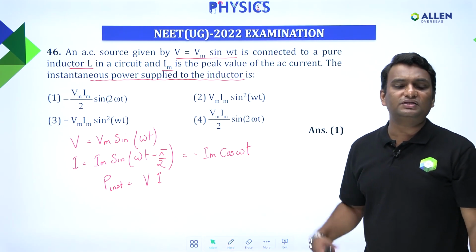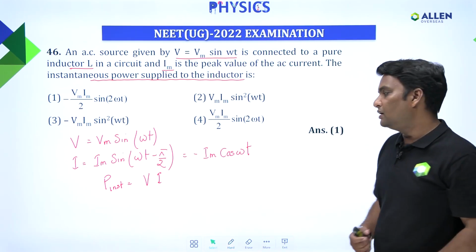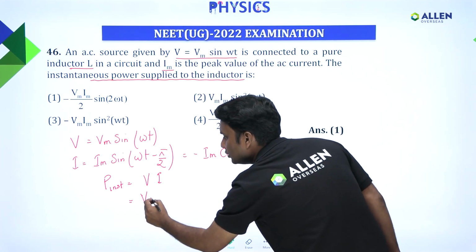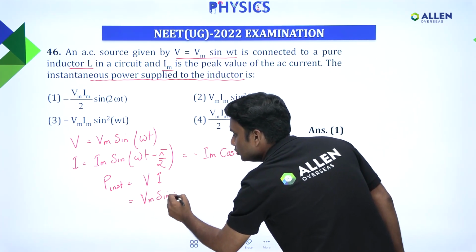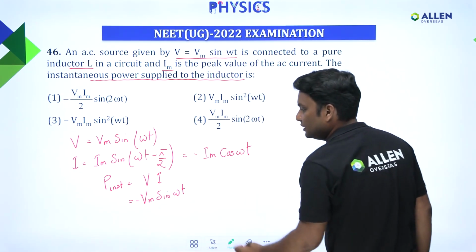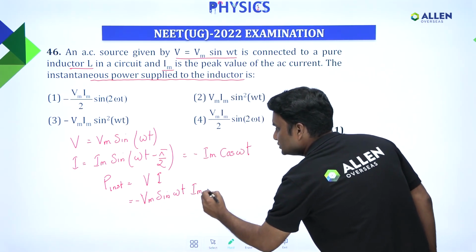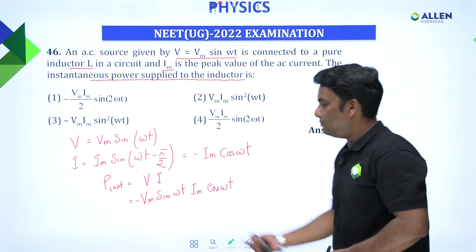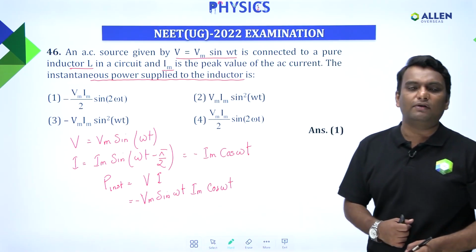Instantaneous power, I can write this as P is equal to V into I. I am simply going to copy down the values here, Vm sine omega t, and here this minus is there, so I am introducing here Im cos omega t. Do remember this Vm and Im are representing the peak values.